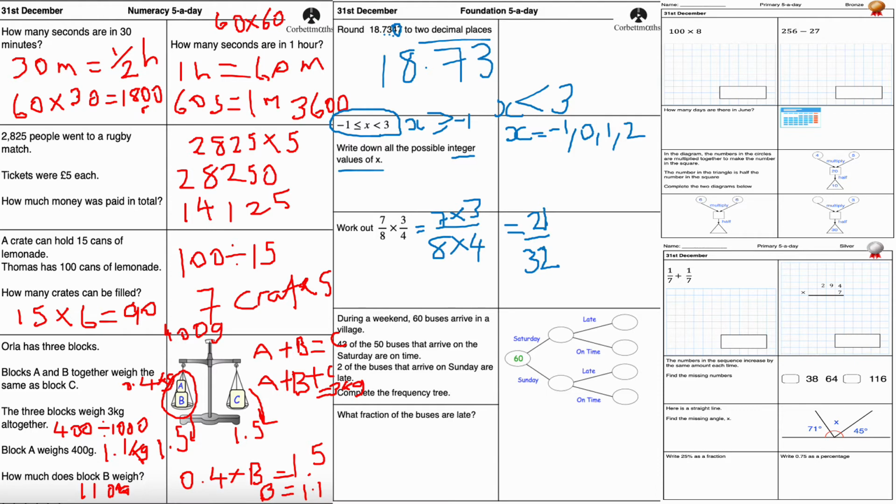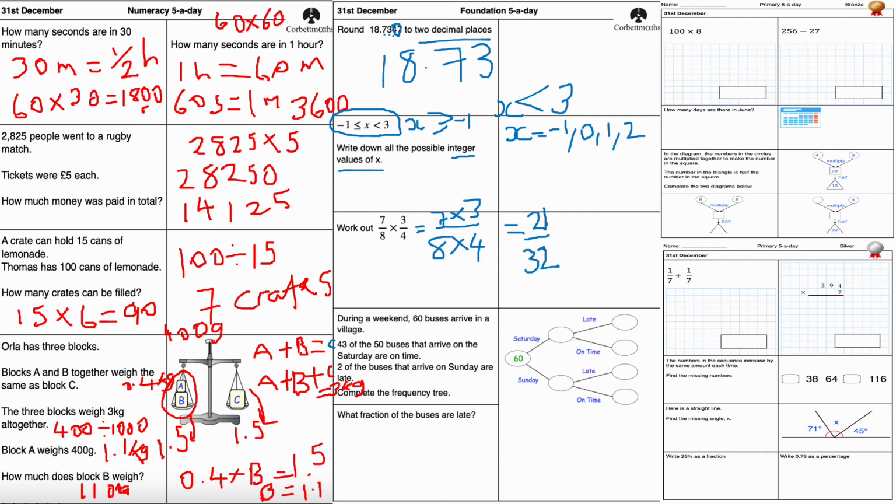During a weekend, 60 buses arrive in a village. Let's just delete that so we've got a bit more space to see that there. So that's equal to C for that question. 43 out of the 50 buses that arrive on Saturday are on time. 2 of the buses that arrive on Sunday are late. So complete the frequency tree.